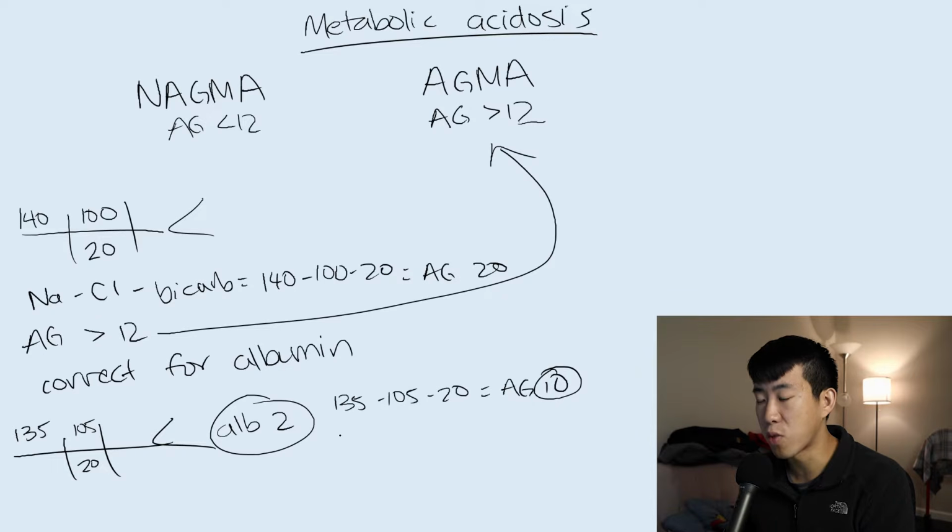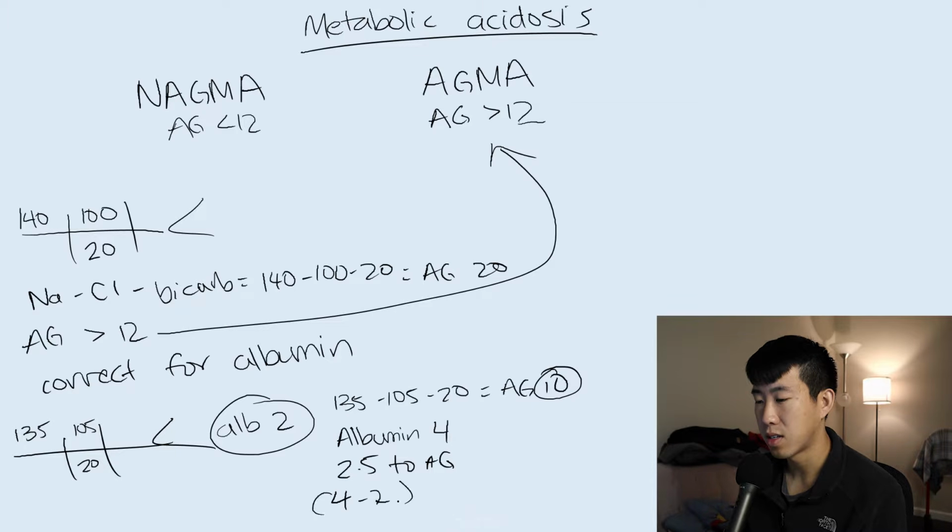But to correct for the level of hypoalbuminemia, you do a correction factor. So normal albumin is 4. So for every 1 unit of albumin that's less than 4, then you have to add an additional 2.5 to the anion gap. So in this case, you do 4 minus 2 times 2.5 equals 5. So you're going to add 5 to the anion gap. So you get 10 plus 5. And this patient would actually have an anion gap metabolic acidosis because their anion gap is 15.